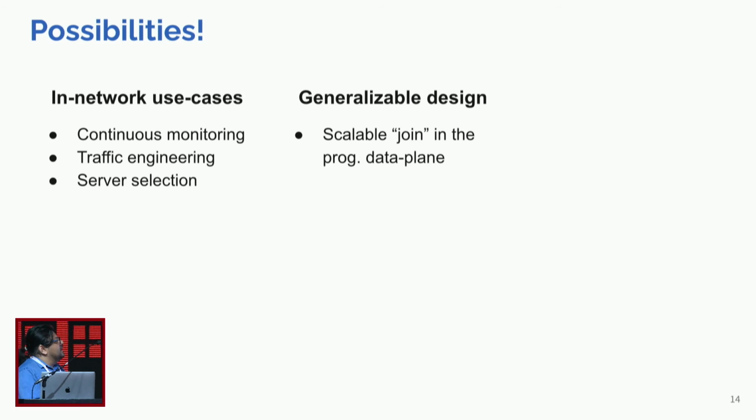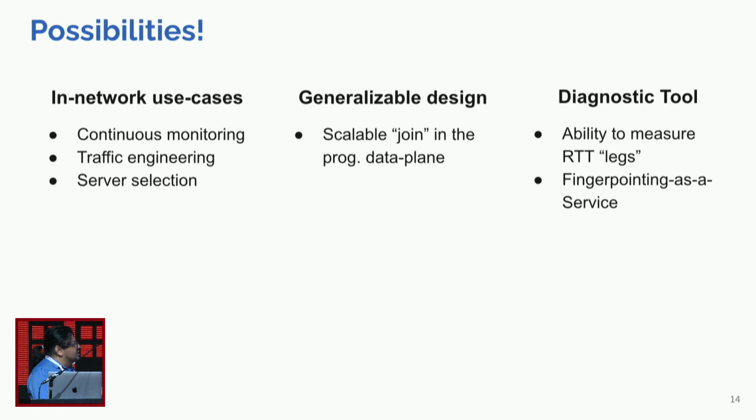We believe that even though we use this design for RTT collection, this design is actually generalizable to an extent. And what basically this does is it gives us a way of doing a scalable join operation in the programmable data plane. So whenever we have to combine, or join, two different directions of traffic, we can use this. And finally, our vision is to build a diagnostic tool.